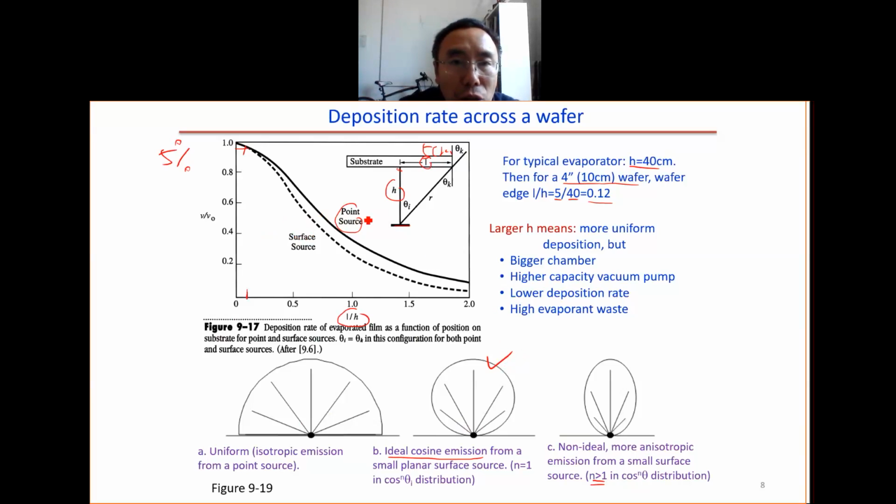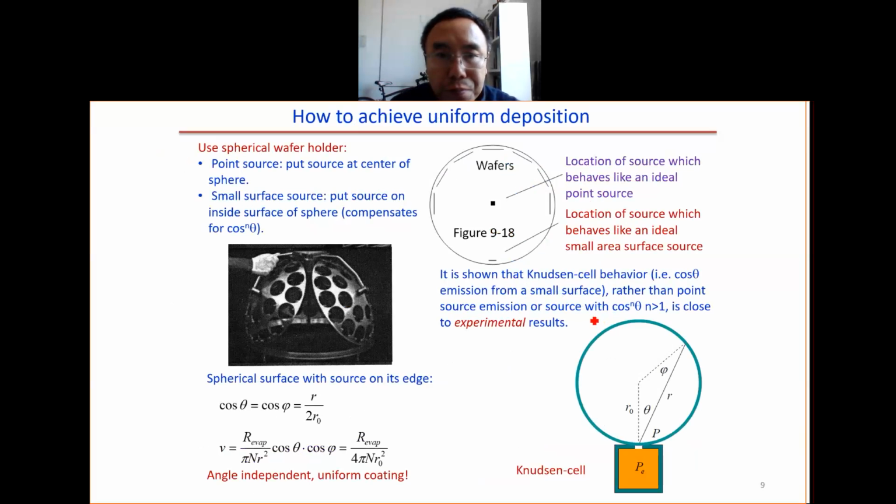So to get more uniform deposition, we can have a higher height, a larger distance from the source to the substrate. But this means we need a bigger chamber, a bigger pump, a lower deposition rate, and more waste on the chamber wall.